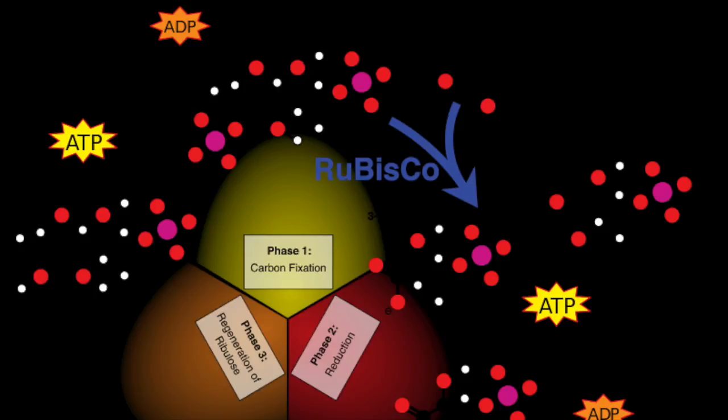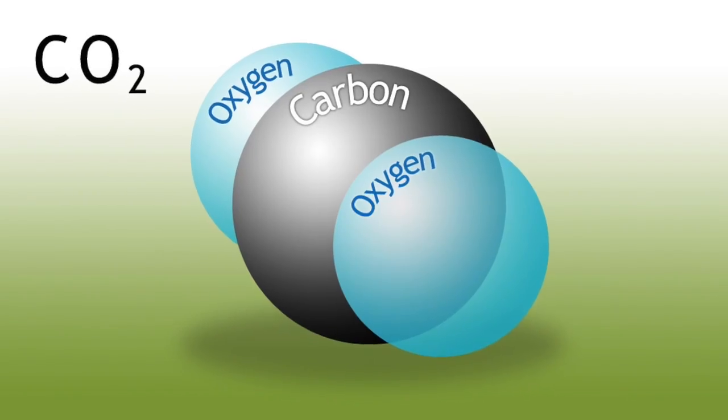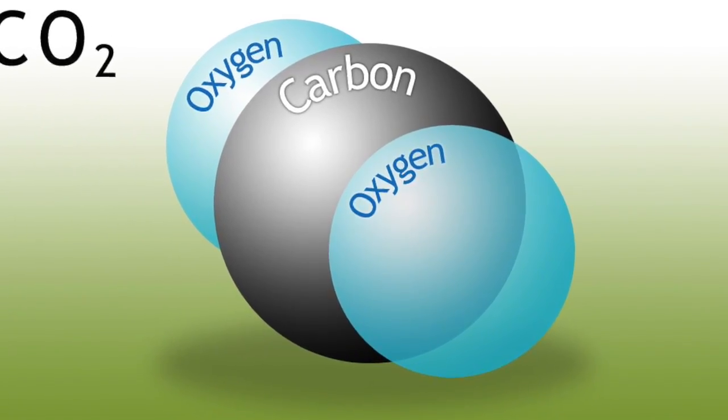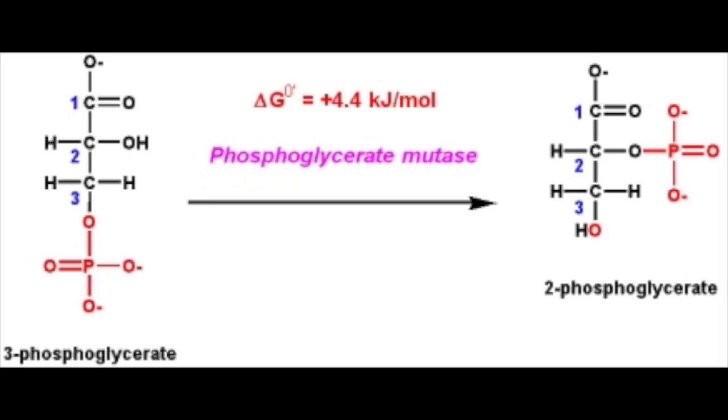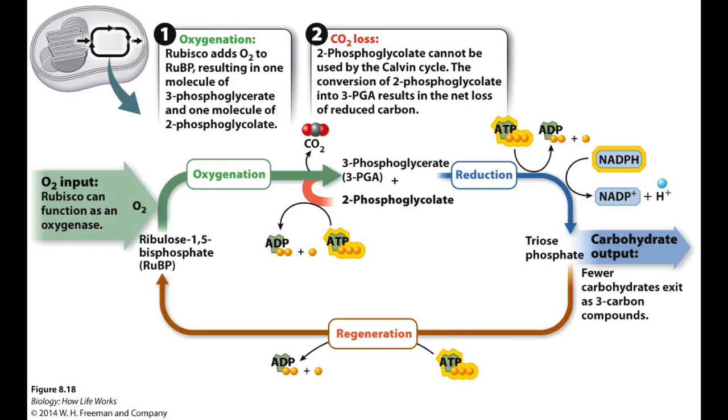Rubisco could add oxygen instead of carbon dioxide because of similar factors. When this enzyme adds an oxygen, it cannot be read by the Calvin cycle and releases carbon dioxide. The result is 1 molecule of 3 carbon atoms and 1 molecule of 2 carbon atoms called 2-phosphoglycolate. This process, when carbon dioxide is produced in light through oxidation, is referred to as photorespiration.